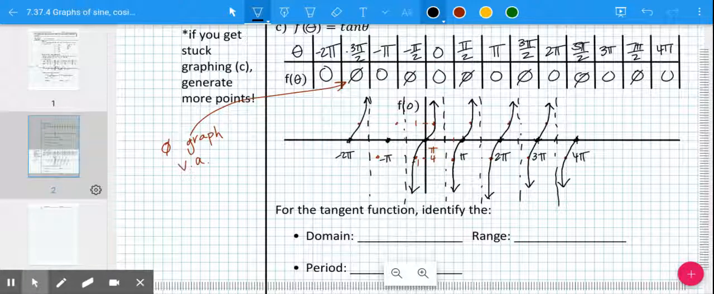Okay. Oops, I missed the section here. There we go. This is your graph of tangent.